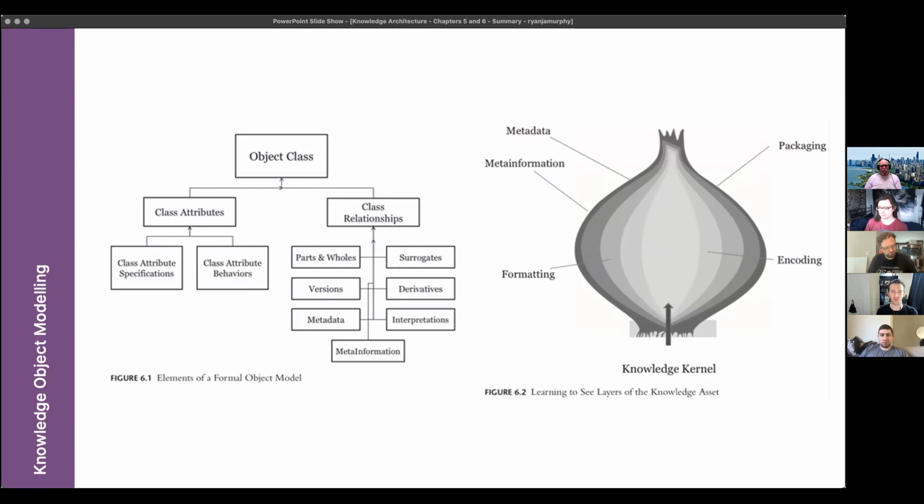And so the idea that Bedford's getting at, on the left, is that you have different classes of knowledge assets contained in anything that you do. And you can actually use those classes to help provide for all of the functions we just talked about.